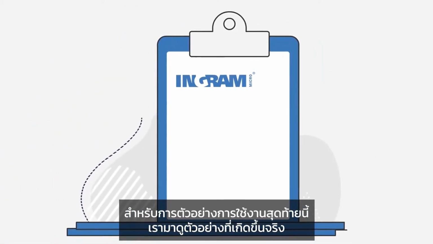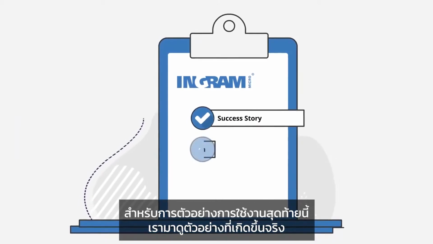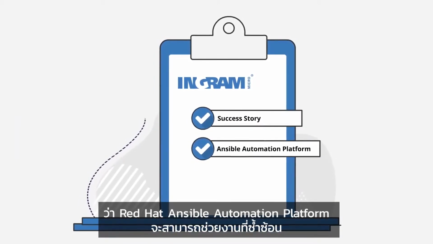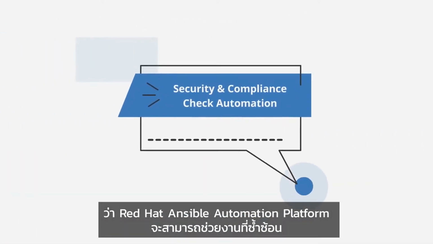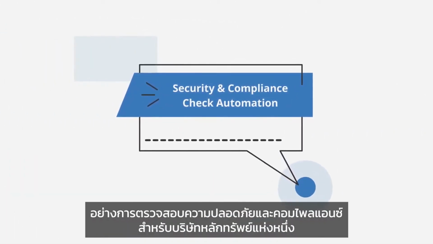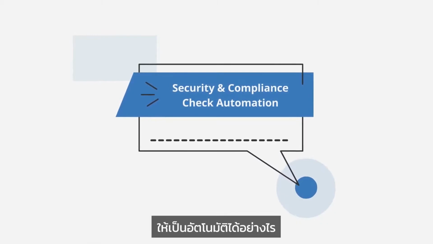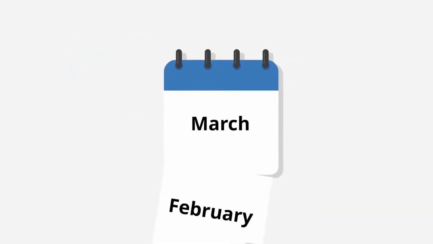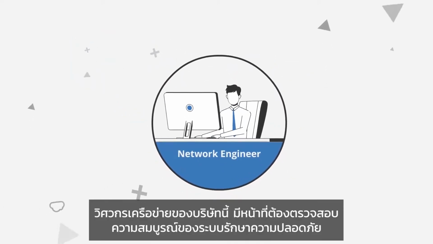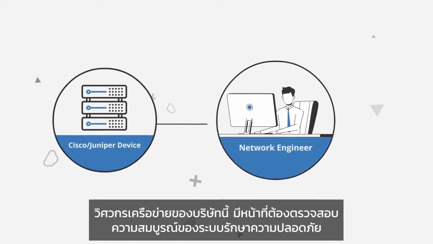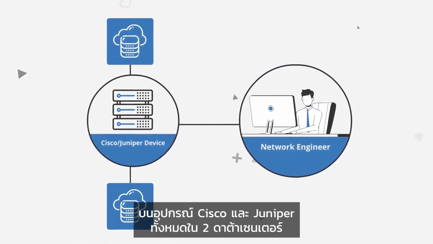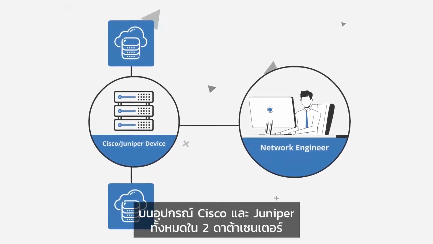Finally, for the last use case, let's take a look at an actual success story of how the Red Hat Ansible automation platform helped to automate the repetitive security, health, and compliance check process of an exchange company. The network engineer of the company is required to run a security compliance health check on all of the Cisco and Juniper devices in 2 data centers.